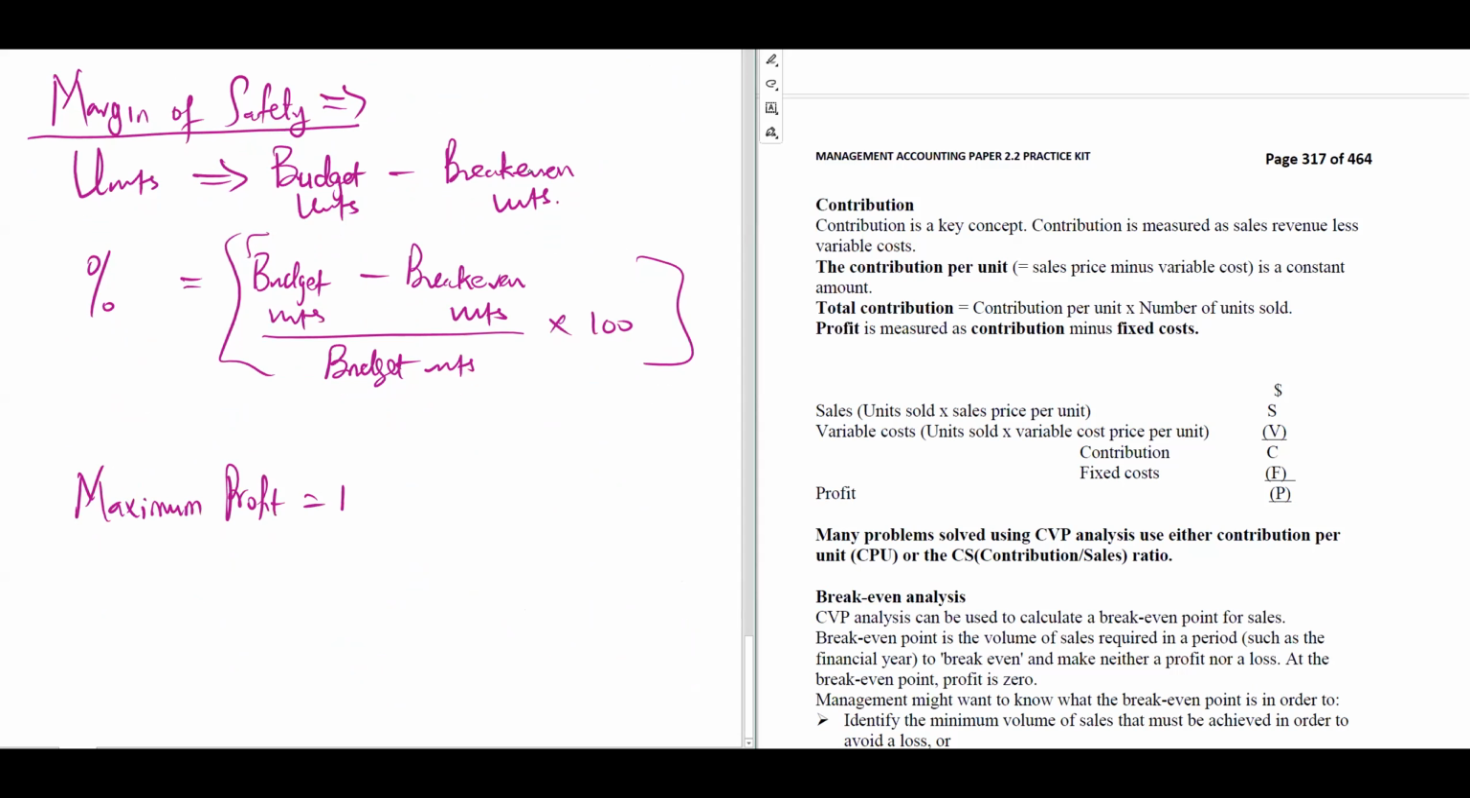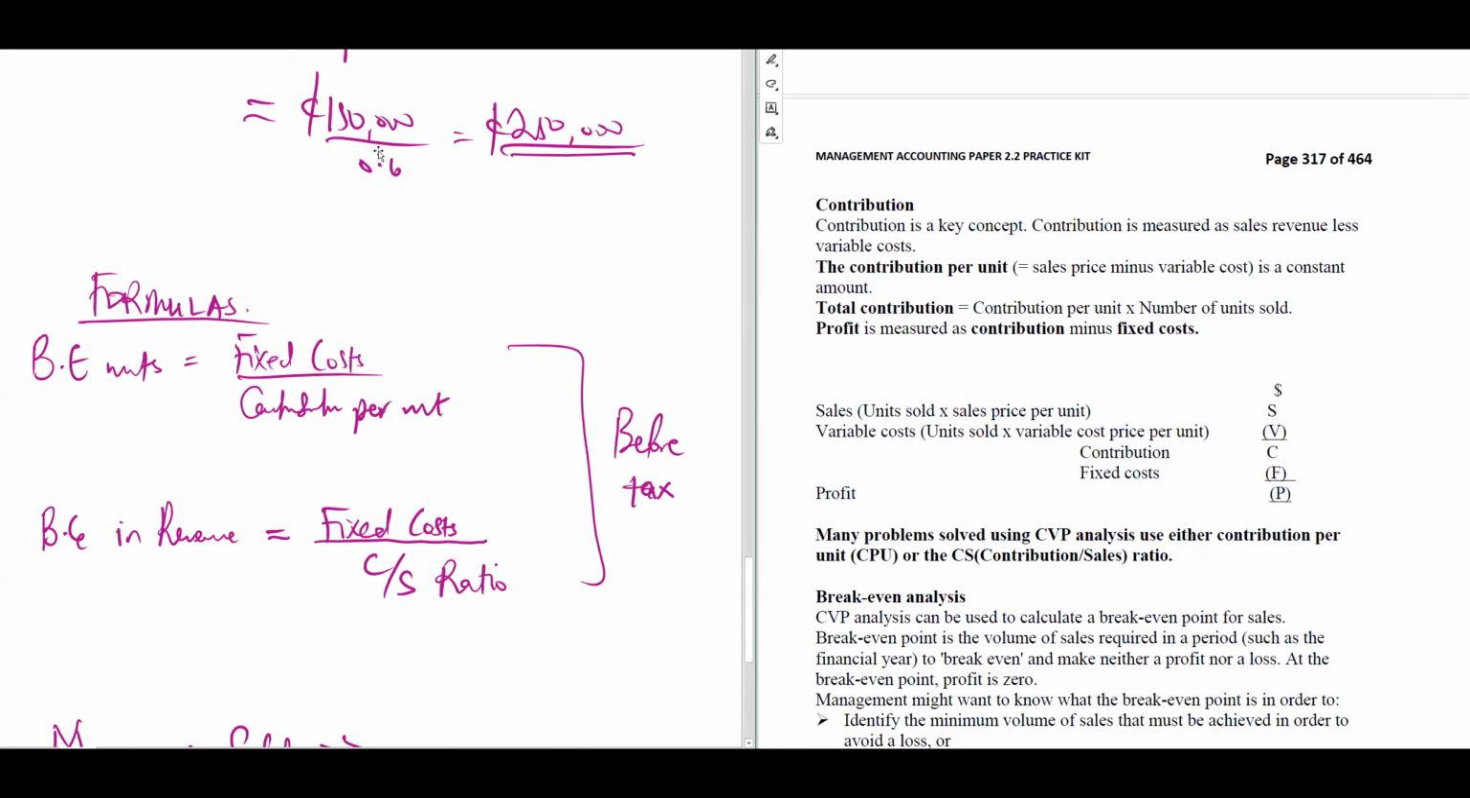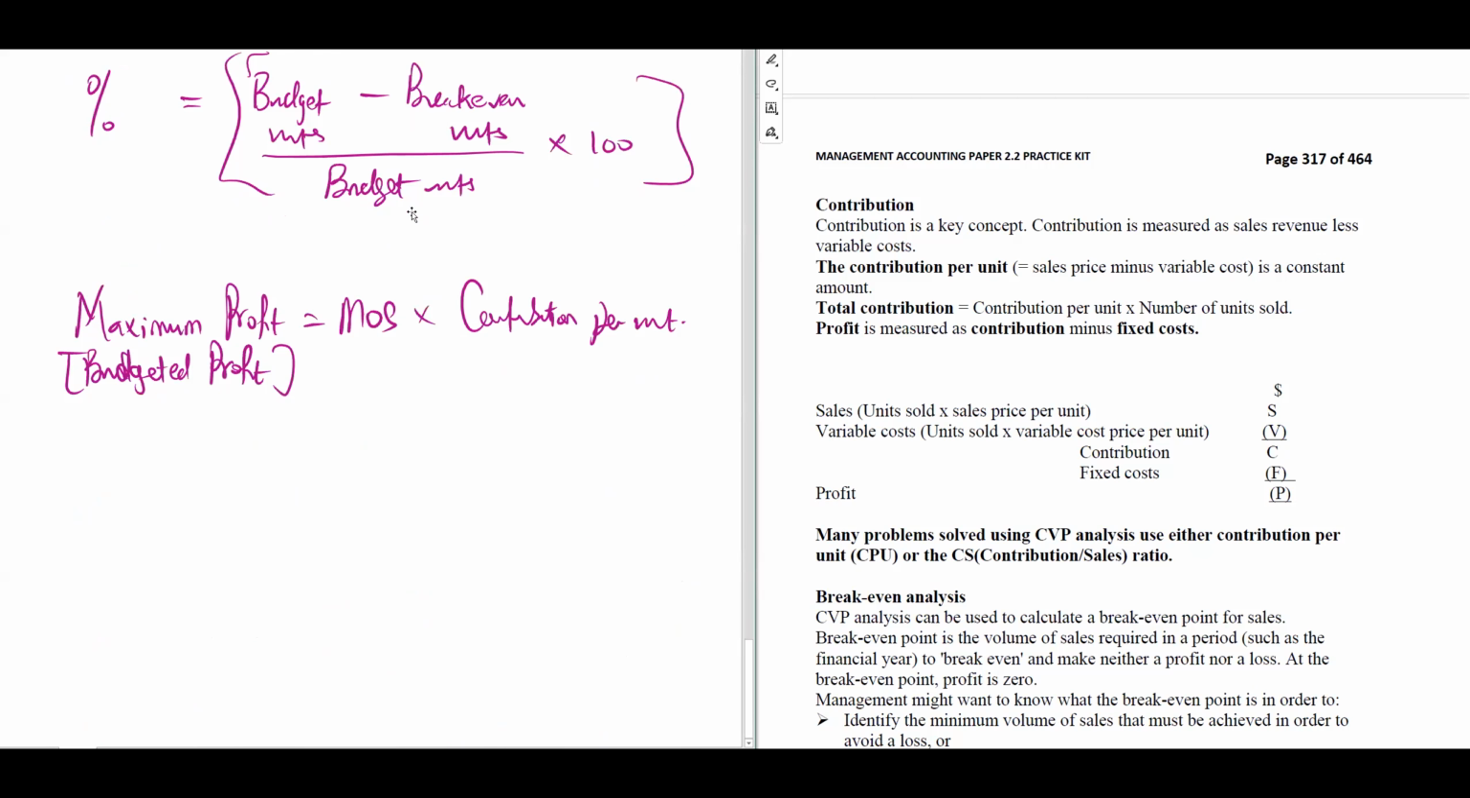So using margin of safety, the maximum profit a company can make is simply your margin of safety times your contribution per unit, which is the maximum profit. And your maximum profit is always your budgeted profit, right? So we'll use the same illustration we did to check this out. I'm giving you formulas that people least expect.